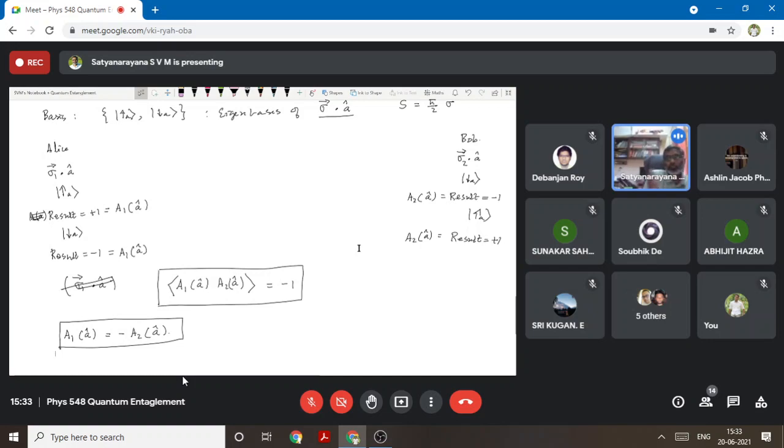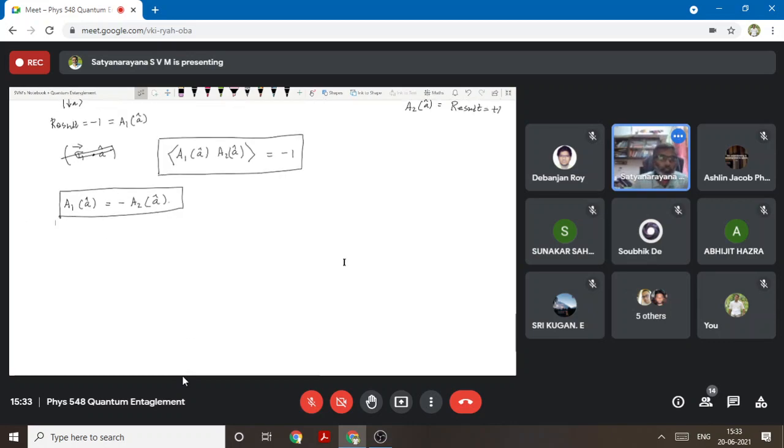Because they are not in touch with each other. They are very far away from each other. So what happens to this correlation if Alice and Bob choose to measure two different orientations? This is the most general case, right? So now we can say that in the next scenario, this part we understand.